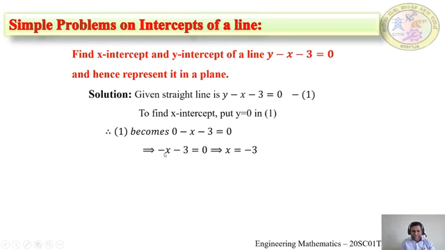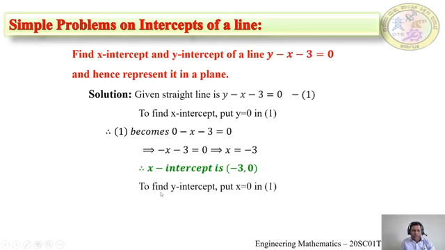Therefore, bringing the plus minus x from this side of the equals sign, it will become plus x. So x equal to minus 3. Therefore x intercept is minus 3 comma 0. The x intercept value is minus 3 comma 0.